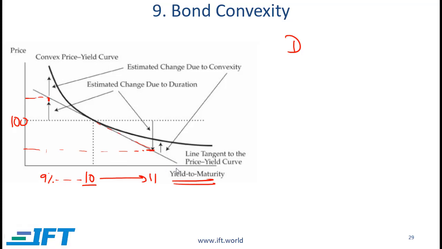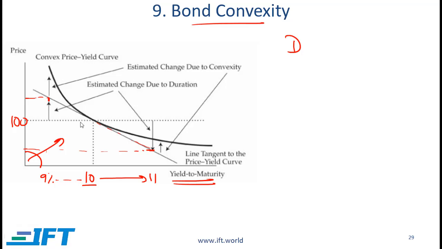But the actual price yield relationship is not linear, it is convex. When you look at the graph or the curve from the origin, it makes a convex shape, and the degree of this curvature is called convexity. So in this section, we are going to talk about bond convexity.